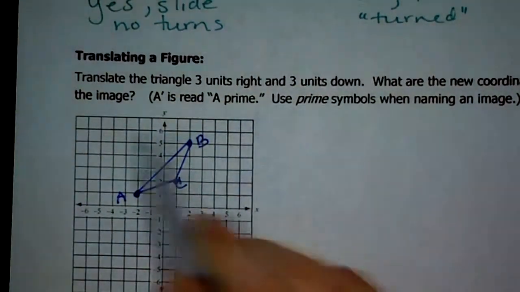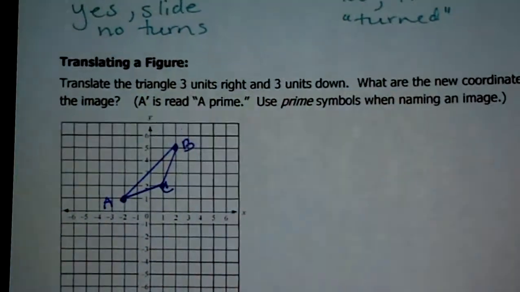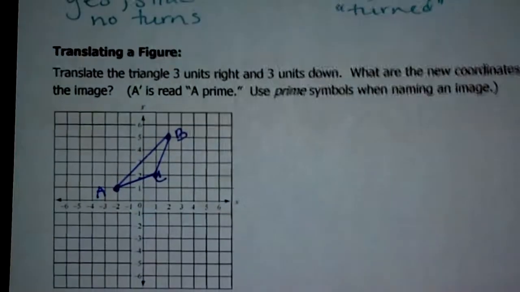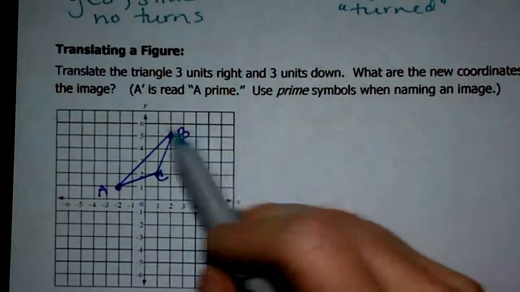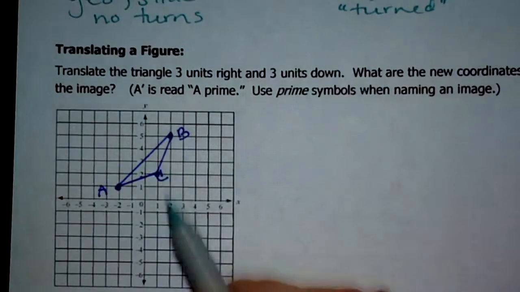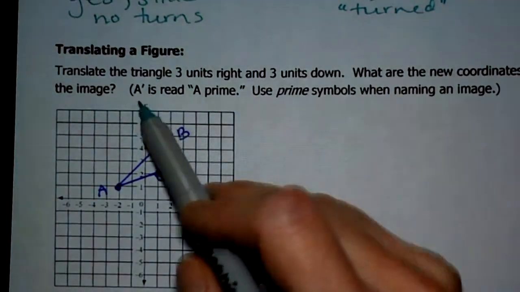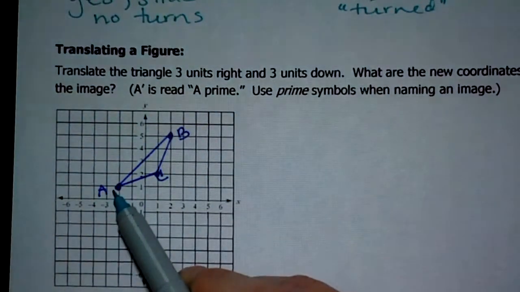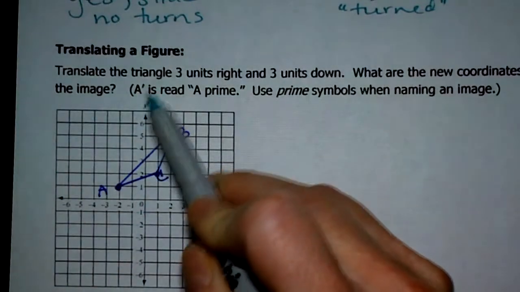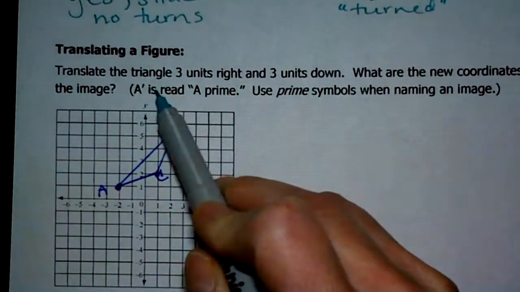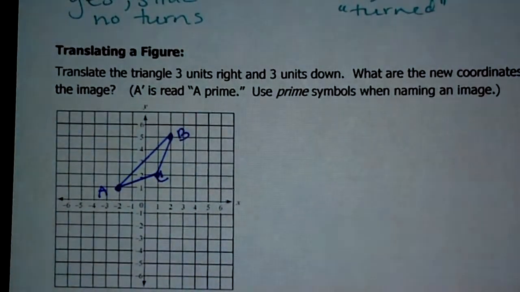I ask you also to list the new coordinates of the image, and then a little factoid of information here. When you translate the figure and you create your new figure, you're going to still use the letter A to represent where A was, but we're going to list it like this. This is read A prime. You use prime symbols when you're naming the image or when you're drawing the image.